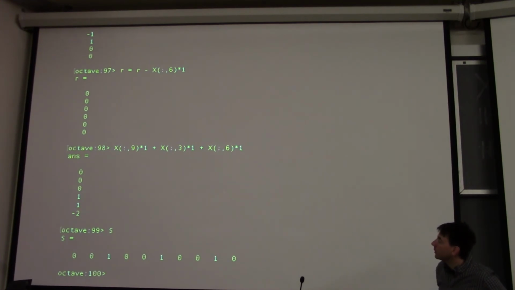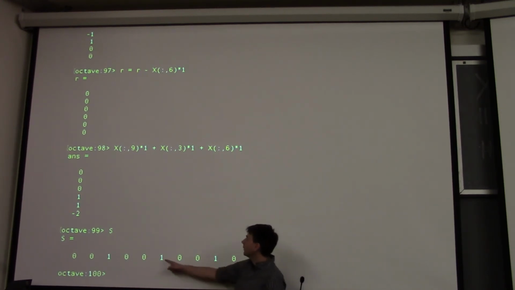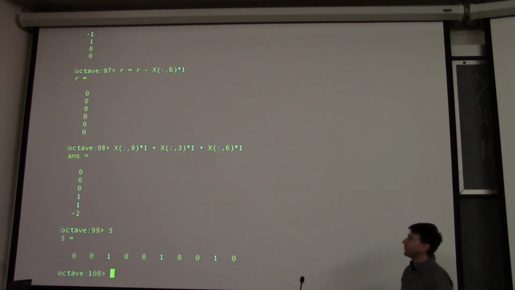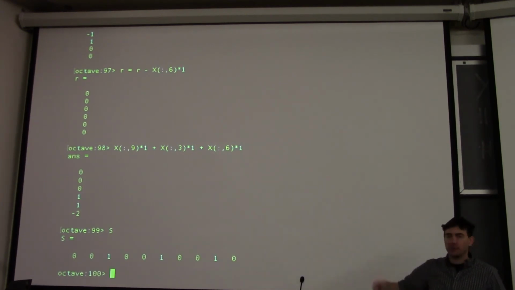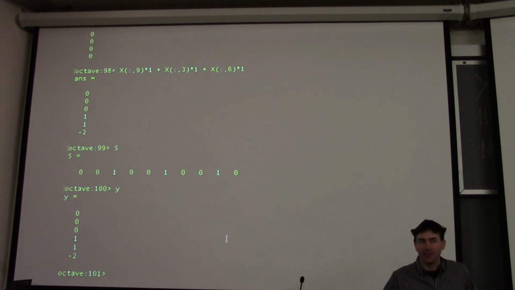So if you added those together, then that was the signal. This is the 9th column, the 6th column, and the 3rd column. Right. So s times x should give us exactly this back. So we got our original signal back from just those 3 columns. So, okay, that's kind of how it works on a small example.